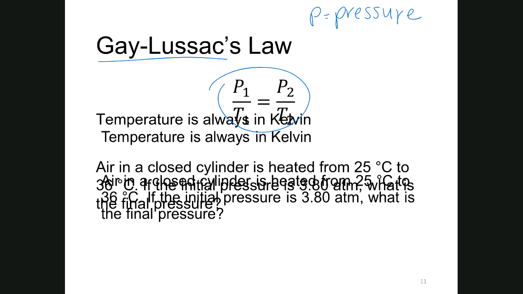That pressure could be in any unit. T equals temperature, and again, it has to be in Kelvin. Since we're seeing a division again, it looks just like Charles' law, but with pressure instead of volume. So this is again a direct, or linear, relationship, which means that as our pressure increases, temperature will increase with it, or vice versa.